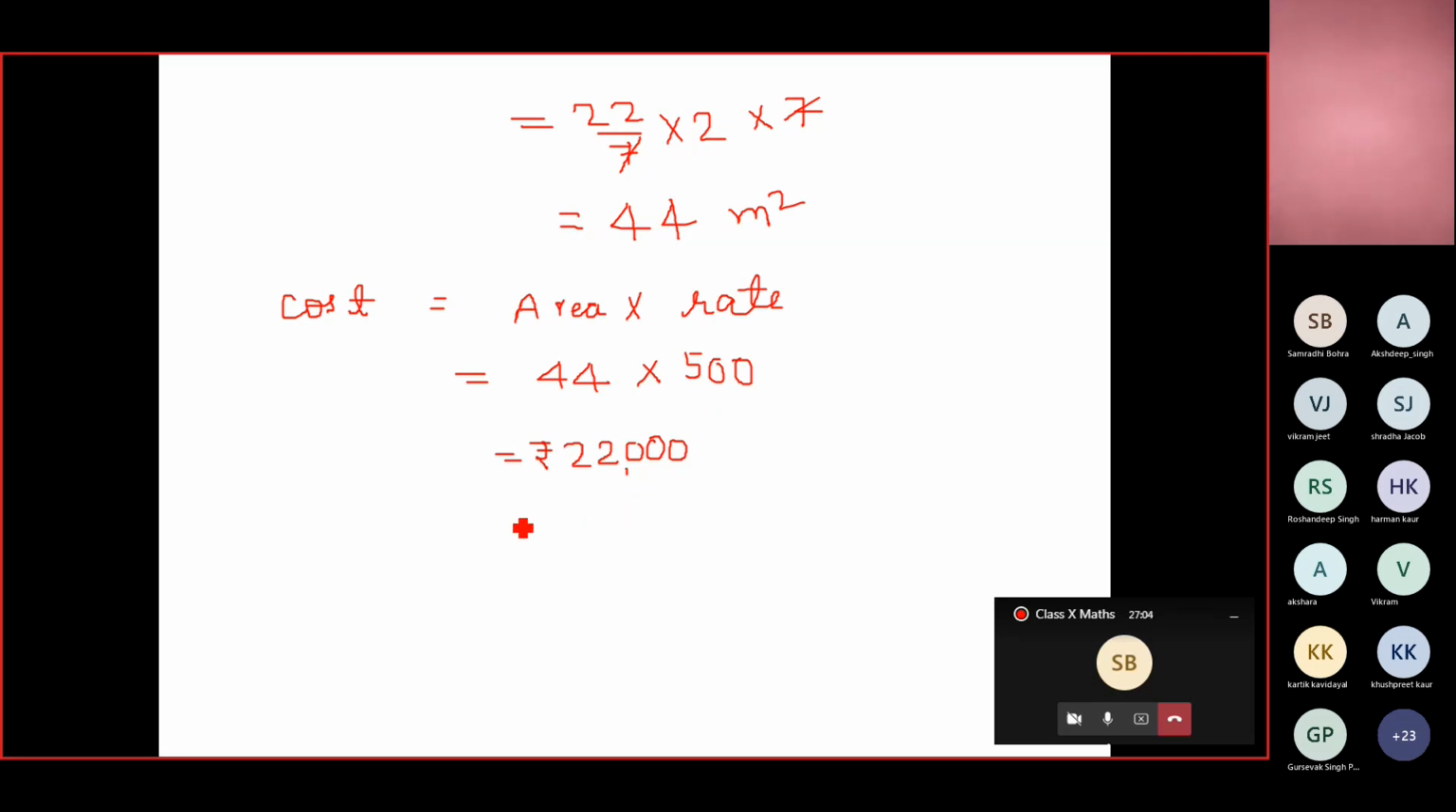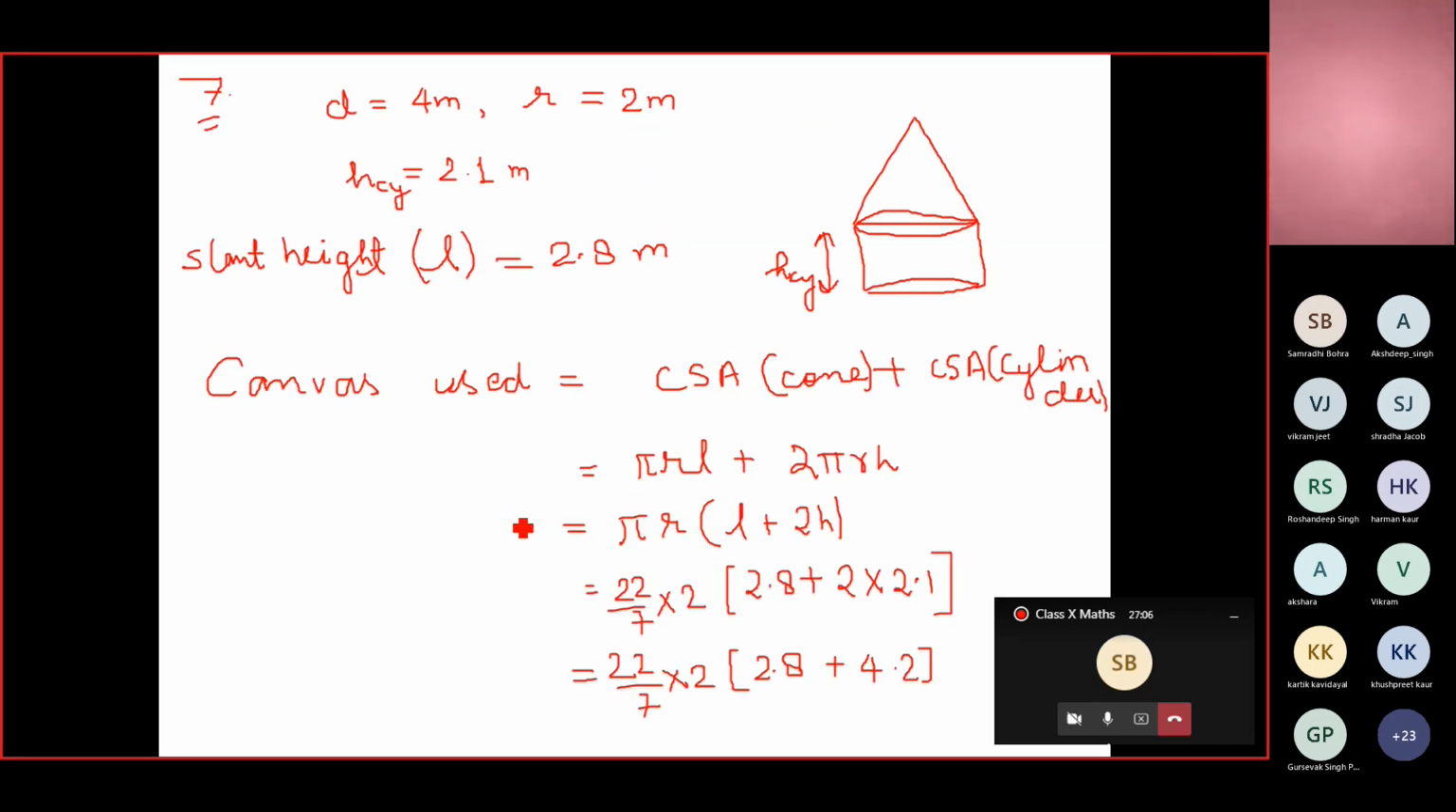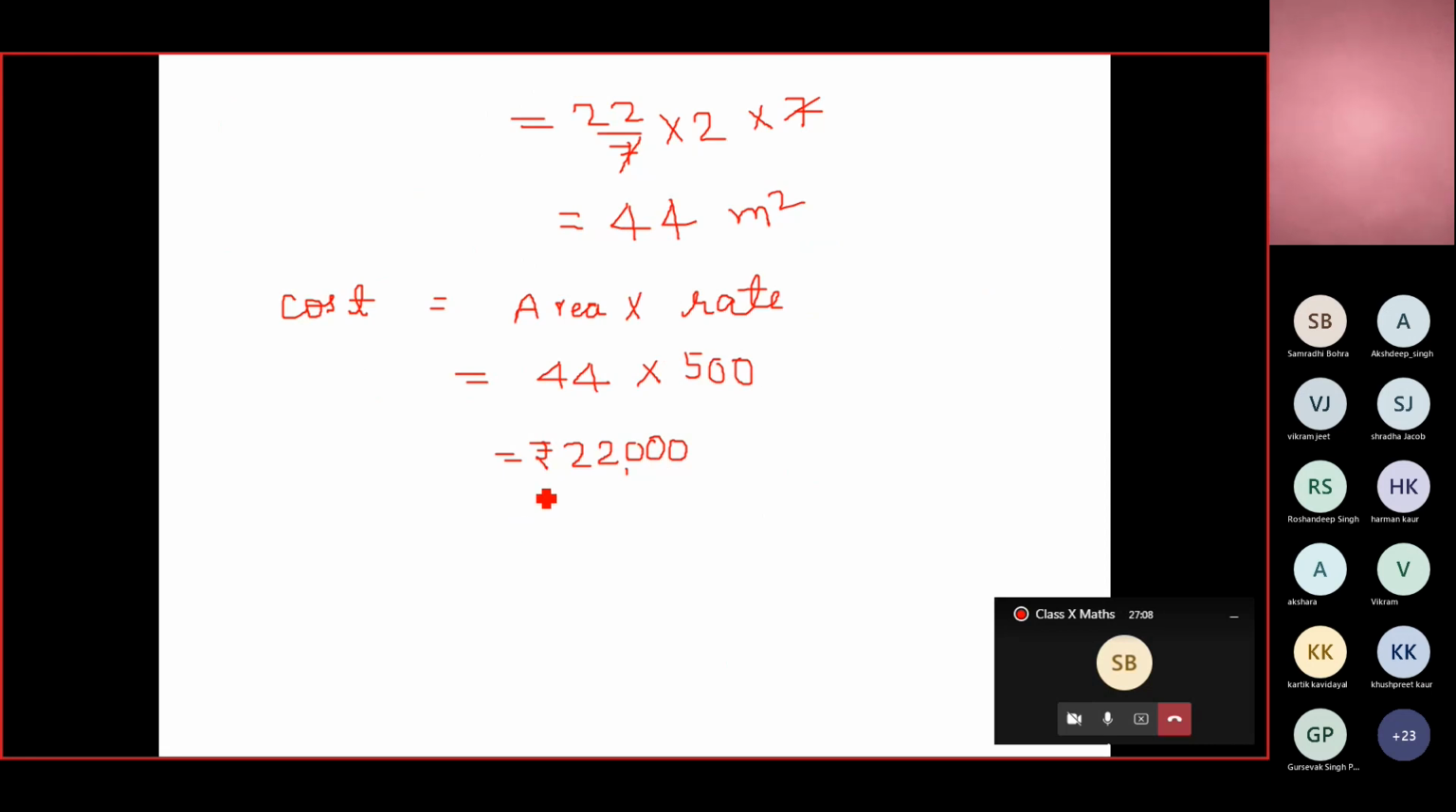Okay, note it down then. Complete it up. Simple it was. Anybody is having doubt in it?